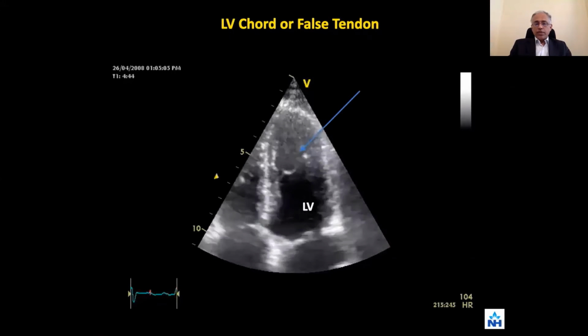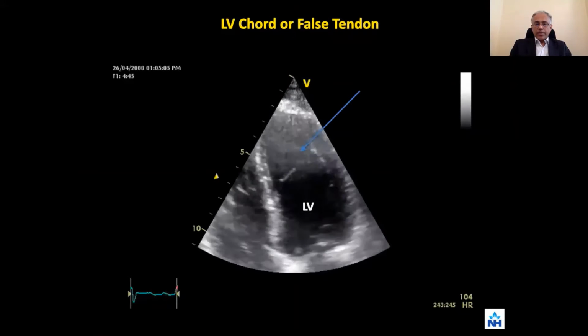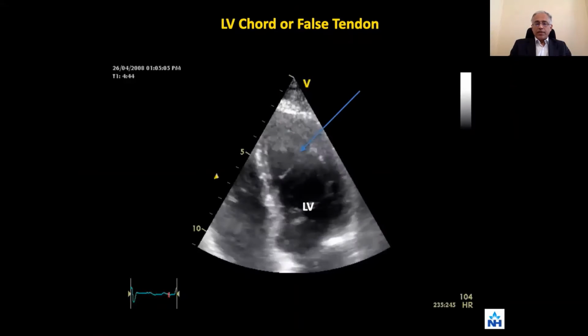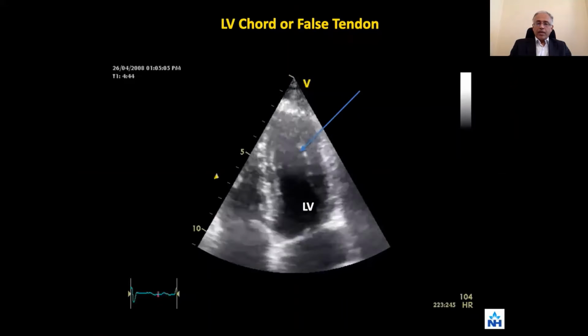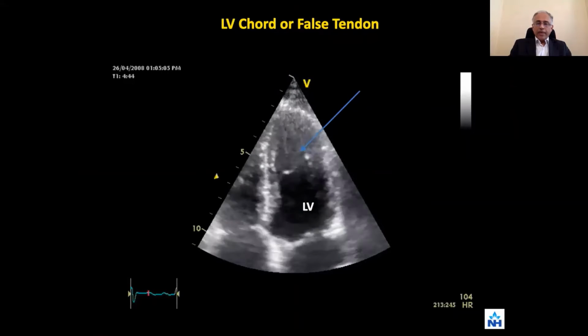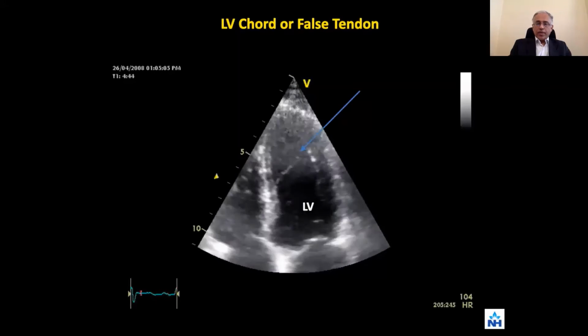But what you see on 2D is this. Here you can see that small, slender structure prominently crossing the left ventricular cavity. This can look very big, very thick, or even thinner. Again, it is nothing but the LV cord or the false tendon. Again, it's a variant.